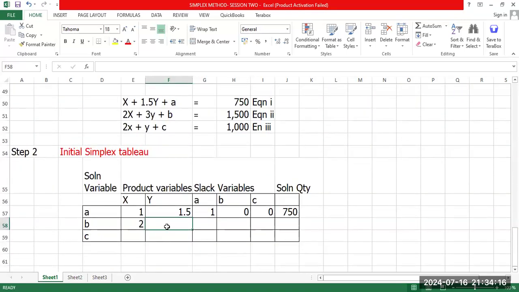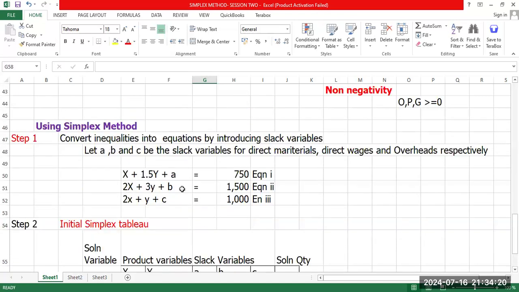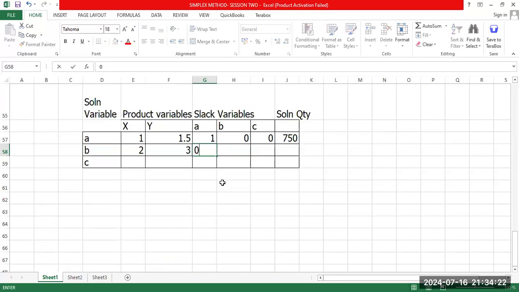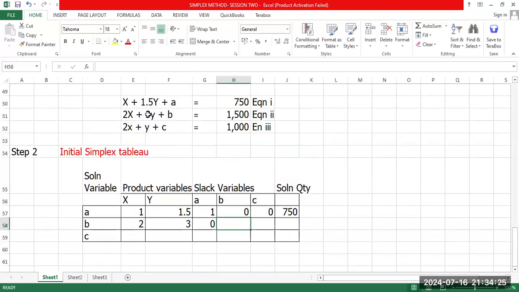3. Then do we have A here? No. So A will be 0. Do we have B? Yes. So B will be equal to 1 here. Do we have C on equation 2? No. So this is 0. And what is the figure after the equal sign? 1,500.